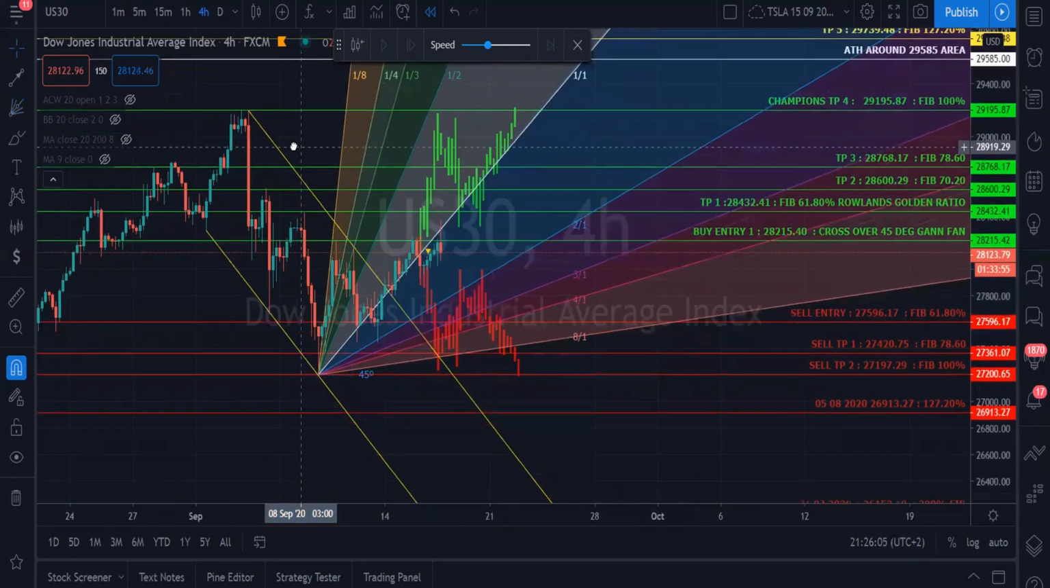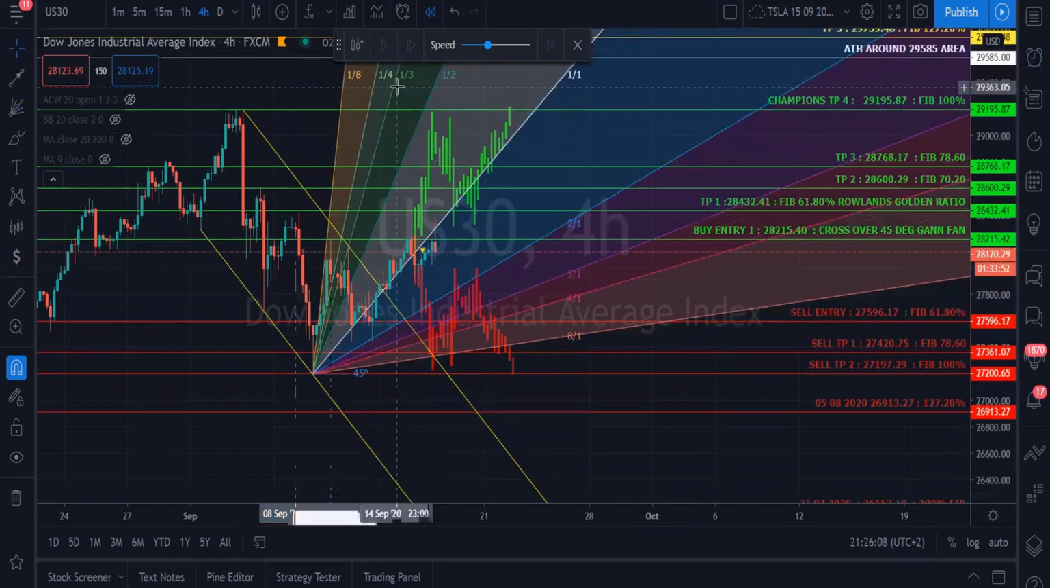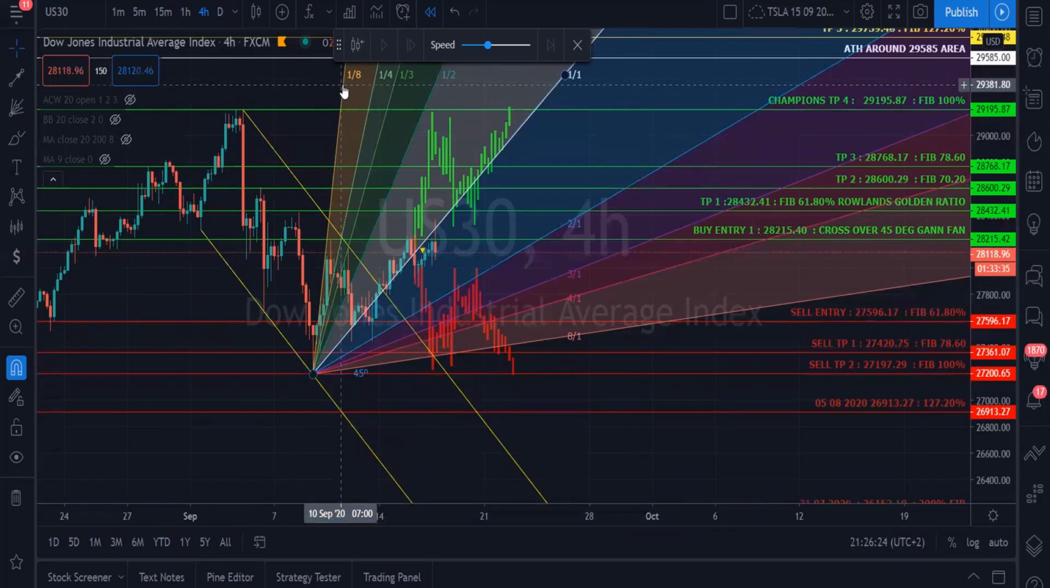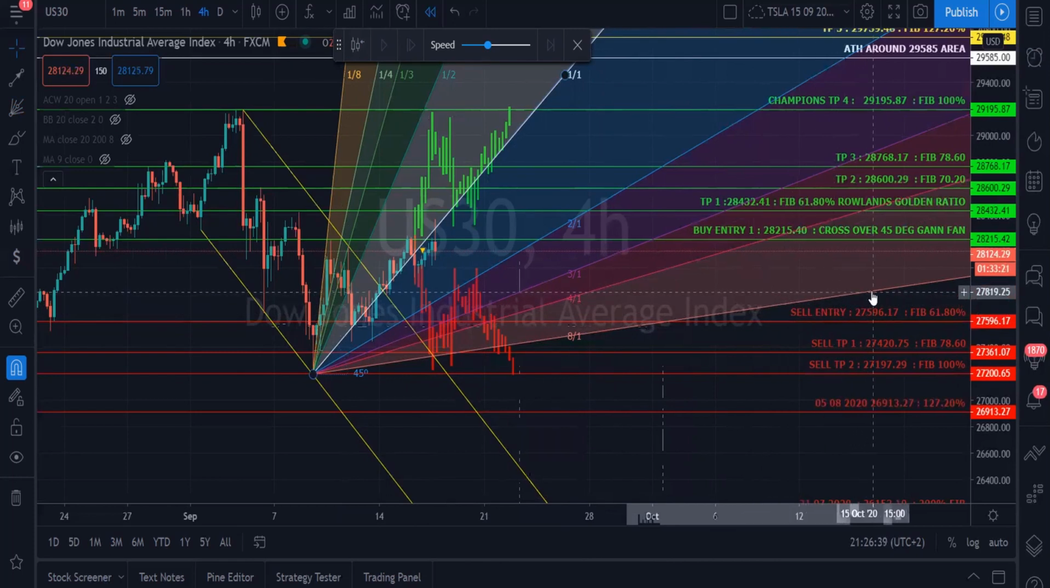Okay. So what these lines all are is support and resistance. Okay. So here, 1/8, if price goes up in this direction, hugging this line, it means it's going at a high speed for the time that's allowed to get to that price. If it's using this 8/1, it's going at a very low speed to get to the price. You understand?